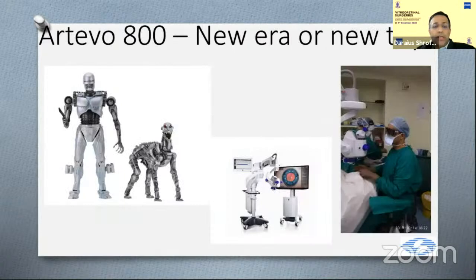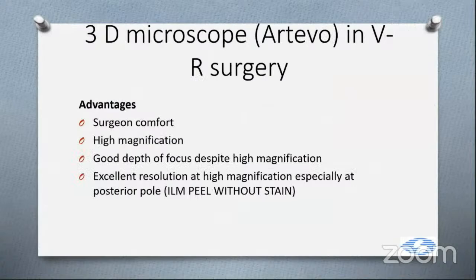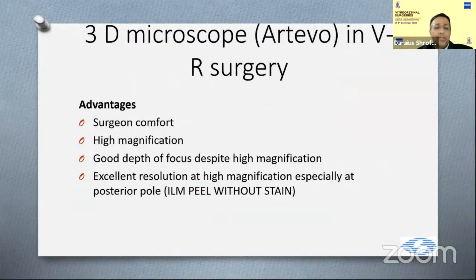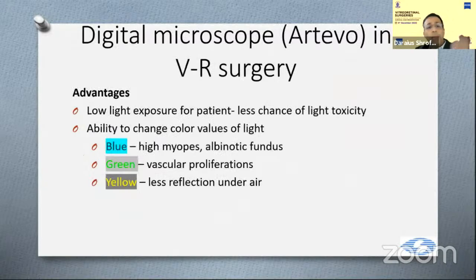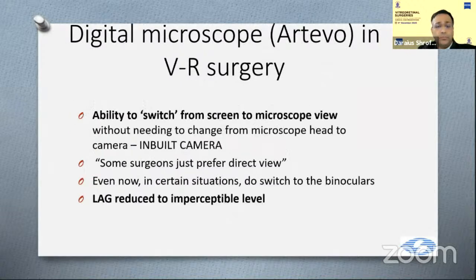So like we discussed, Artevo 800, is it a new era or is it a new toy in our armamentarium? And it has definite advantages. It has more surgeon comfort, as Dr. Natarajan showed, higher magnification, good depth of focus despite the magnification, and excellent resolution with high magnification, especially at the posterior pole. A big advantage for the patients is there's low light exposure, so less chance of light toxicity. And you can change the color value of the light which you use while operating. So for example, blue colors for high myopes or albinotic funduses, green for the vascular proliferations, and yellow, which has less reflections under air.